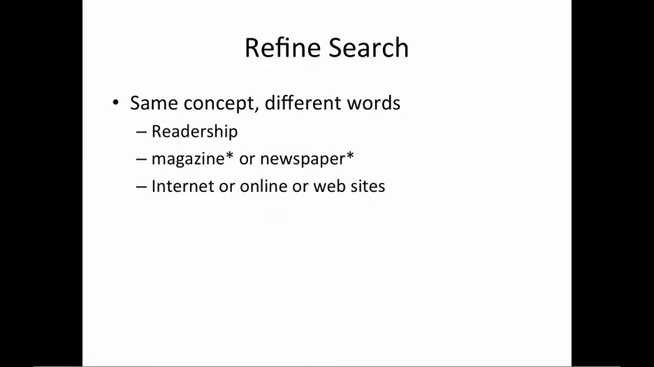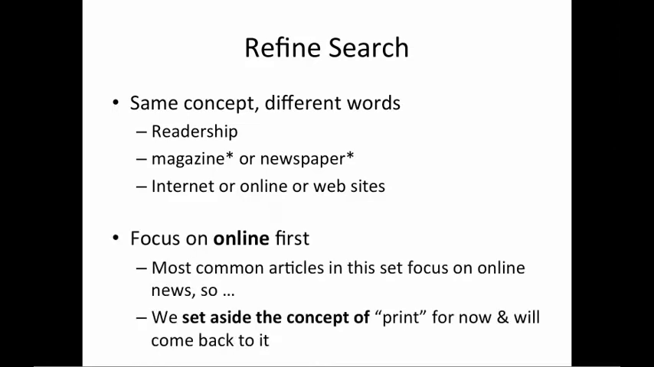So instead of read, let's look at readership. That might be useful. We added newspaper to magazine, and maybe let's add in websites to online and internet. So we're putting them together with ORs. And then my real recommendation here is that let's focus on the online first. So how do people read online? The most common articles in this set are looking at online news, so we'll do that first. And we're setting aside the concept of print, and we'll come back to it.